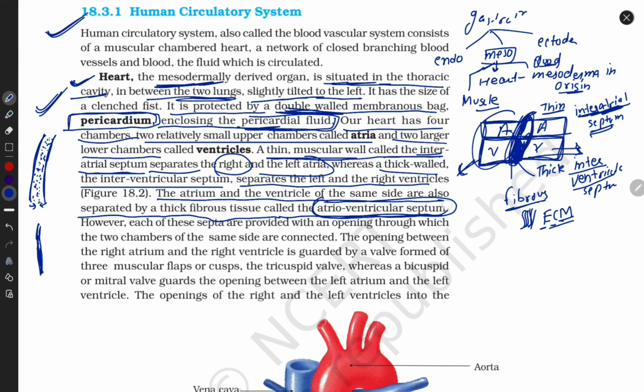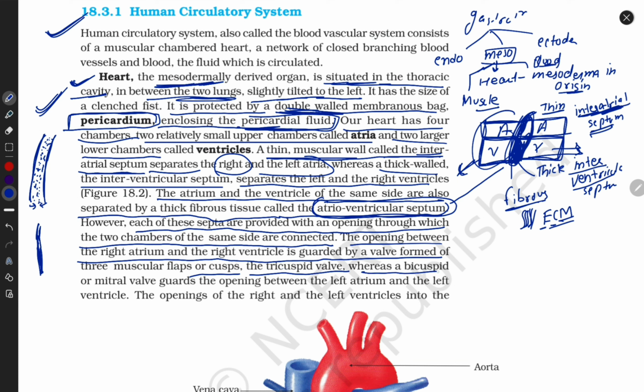These are the atrioventricular septa. Each of these septa is provided with an opening through which the 2 chambers of the same side are connected. The opening between the right atrium and right ventricle is guarded by a valve with 3 cusps, the tricuspid valve, whereas a bicuspid or mitral valve guards the opening between the left atrium and left ventricle. Here some openings are present. Here there is the tricuspid opening. They look like this.